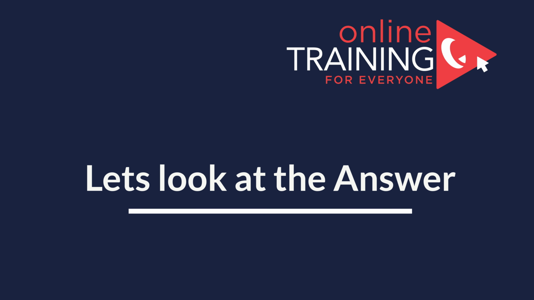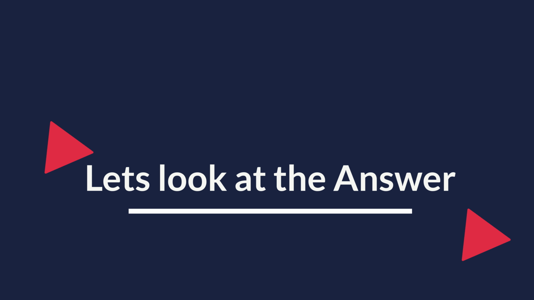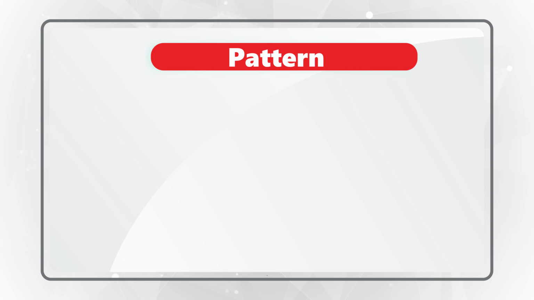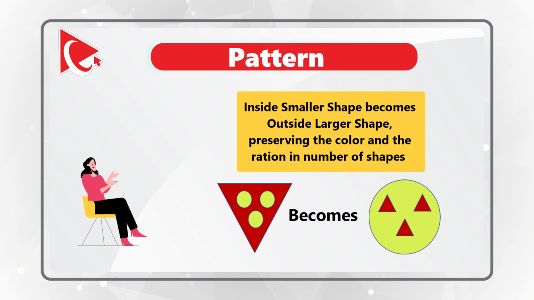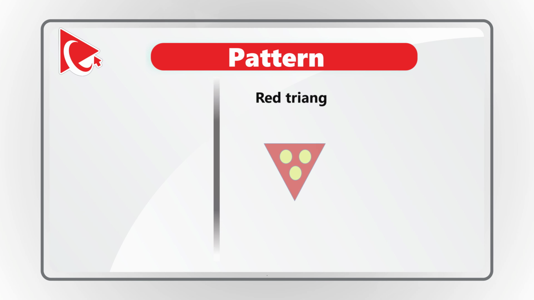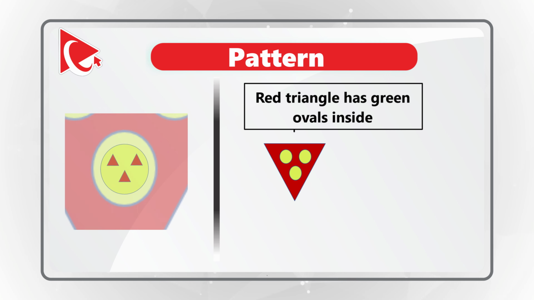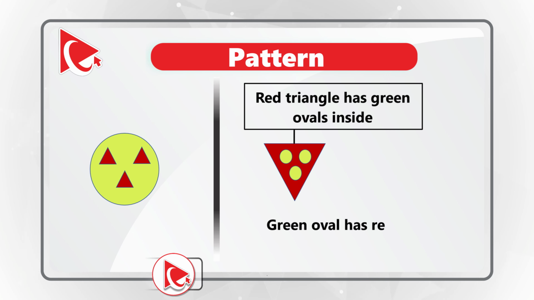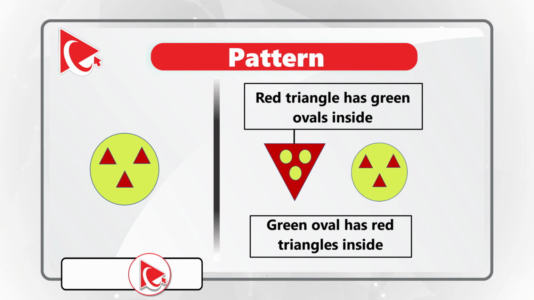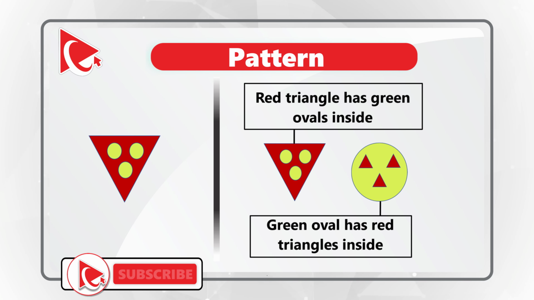To determine the correct answer in this case, and in a lot of other cases, you need to look for patterns. And the pattern in this particular case is that to build the relationship, inside shape becomes outside shapes, preserving the number of the inside to outside shapes ratio. If you look closely at the relationship presented in this question, you see that the red triangle has green ovals inside, and it has a relationship to green oval that has red triangles inside.